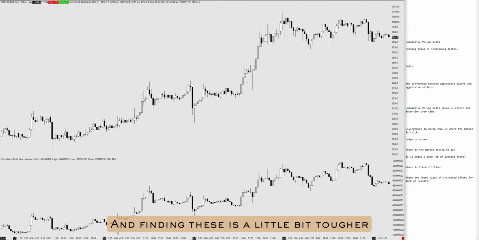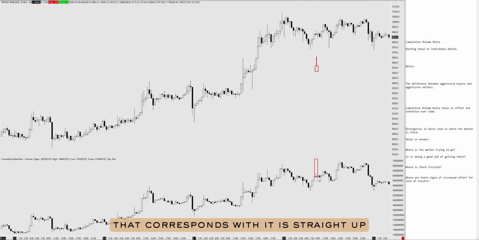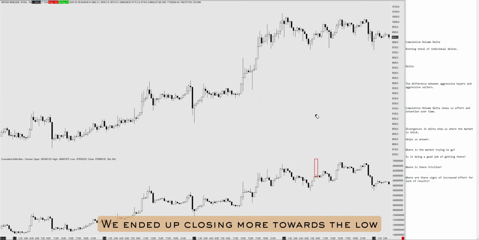And finding these is a little bit tougher because they're a little bit less obvious than spotting the delta divergence in this case. Okay, so for example, let's imagine that we have a candle up here that has a long wick at the high, but our delta candle that corresponds with it is straight up. All right, these should be similar in size. When we see something like this, and this is me just drawing artwork, I'm not focusing on that candle. When we see something like this in the CVD, but a candle like that, that's showing us in that individual candle there was clearly absorption, right? We had a ton of buying activity, but the corresponding candle does not show the same. We ended up closing more towards the low.